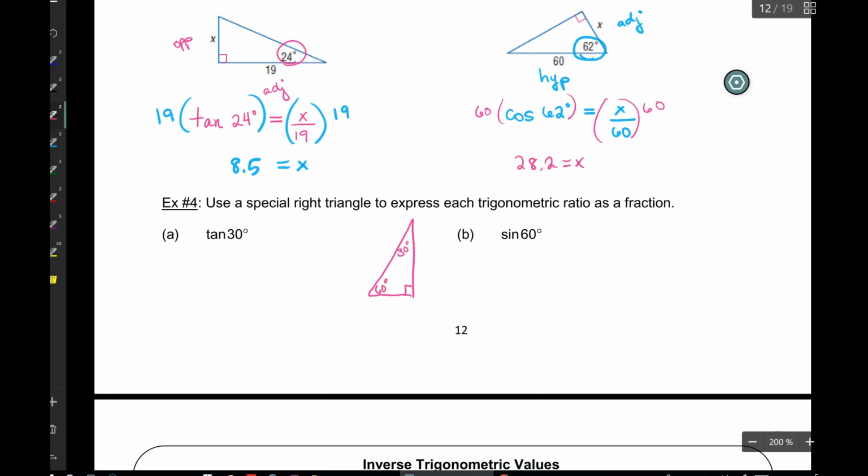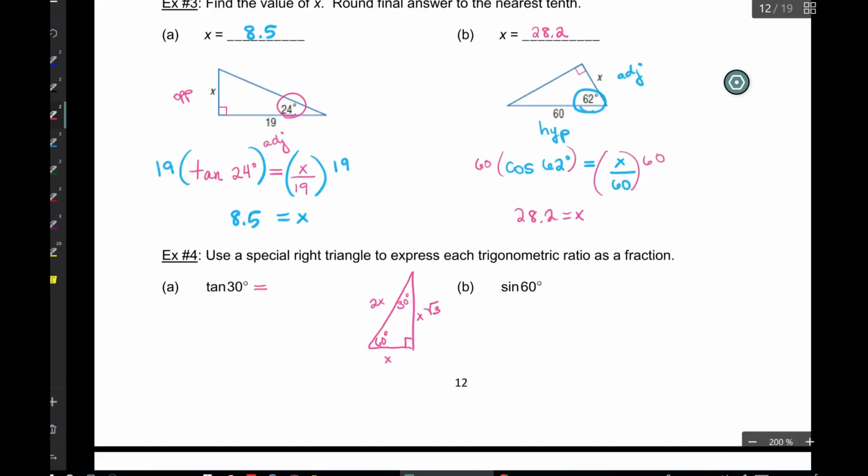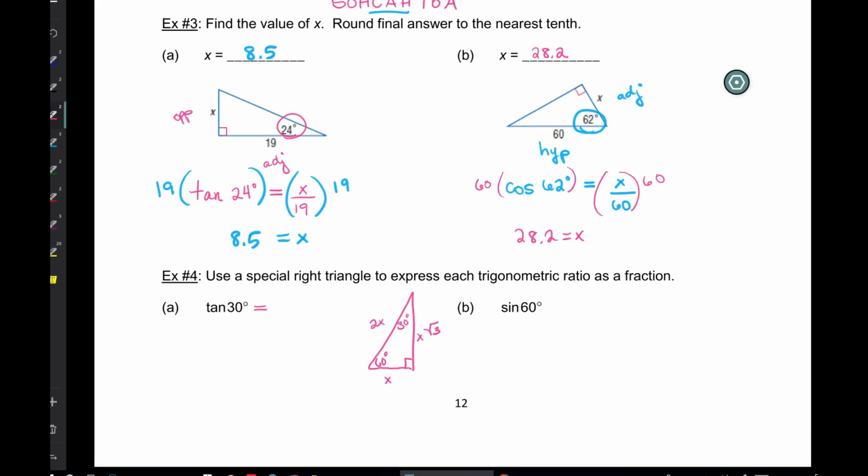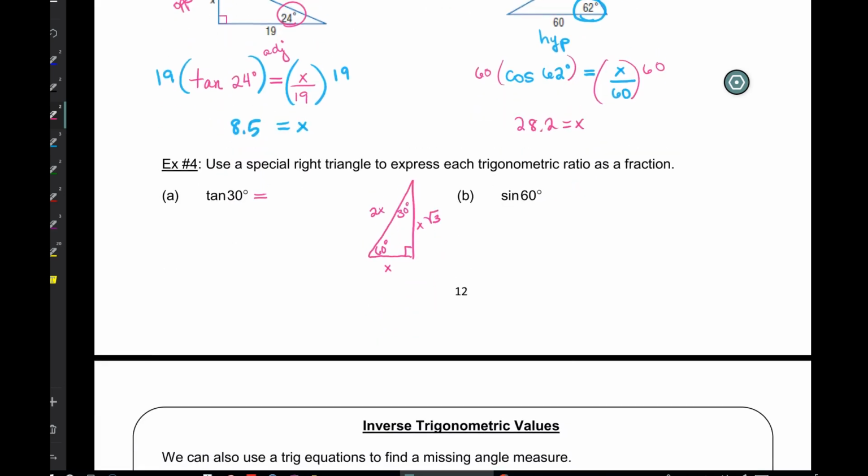And recall that we label this as x. That's the shorter leg. The hypotenuse is 2x. And the longer leg is x root 3. So if I want the tangent, remember, SOHCAHTOA, tangent. So if we go back, tangent is opposite over adjacent. So here's my 30 degree angle. Opposite is x. Adjacent is x root 3.